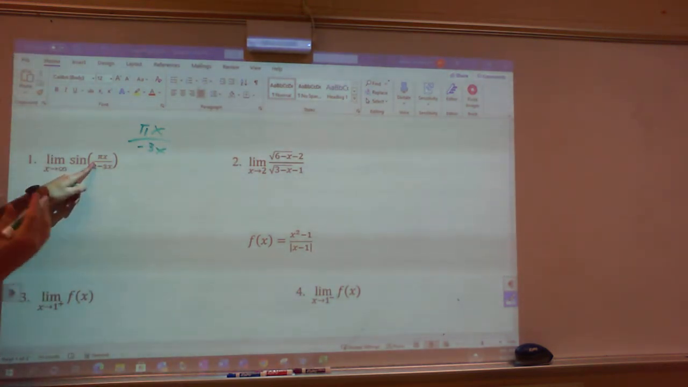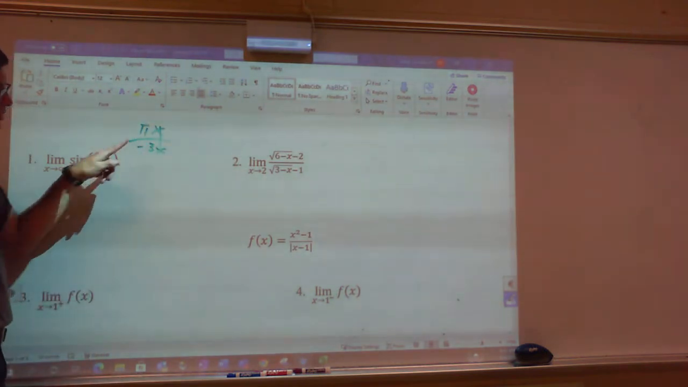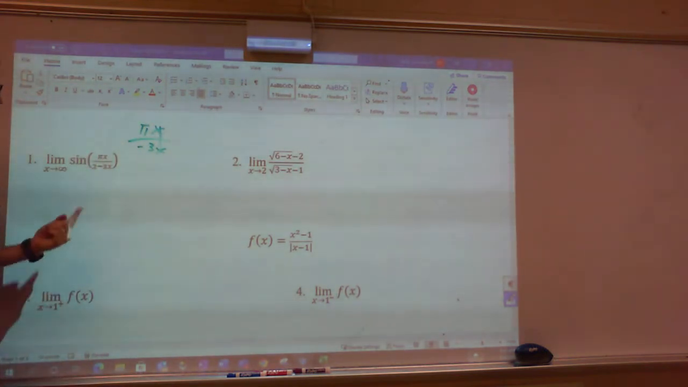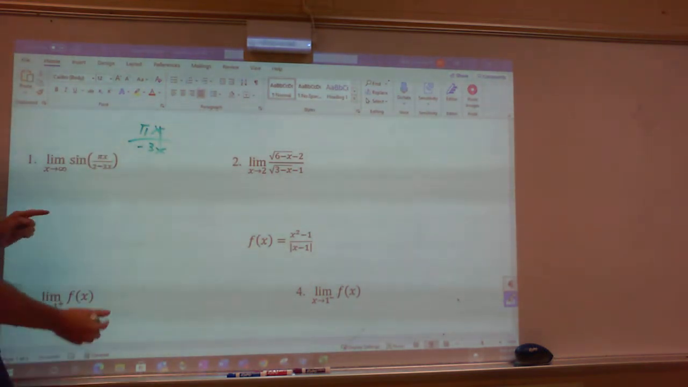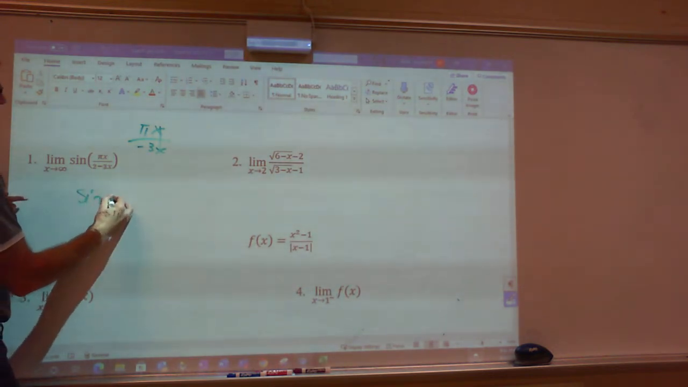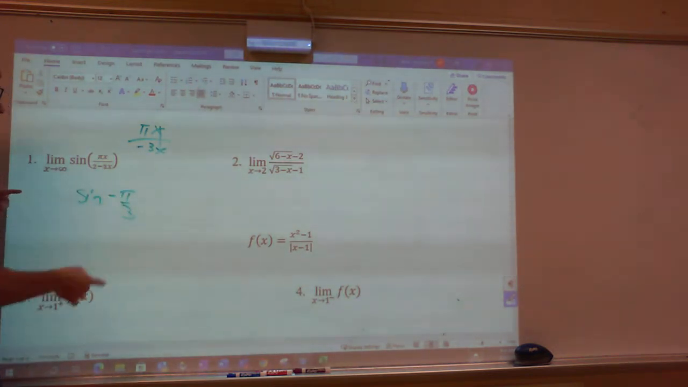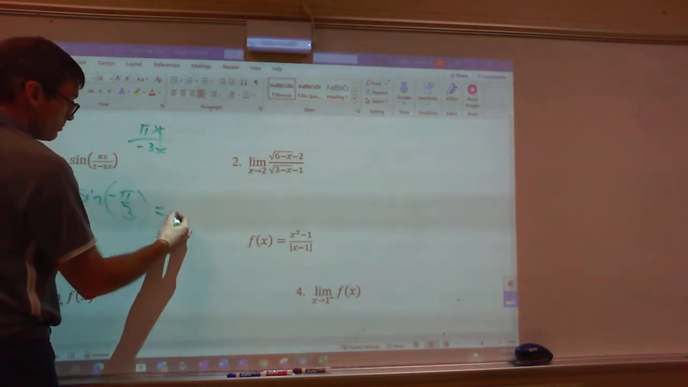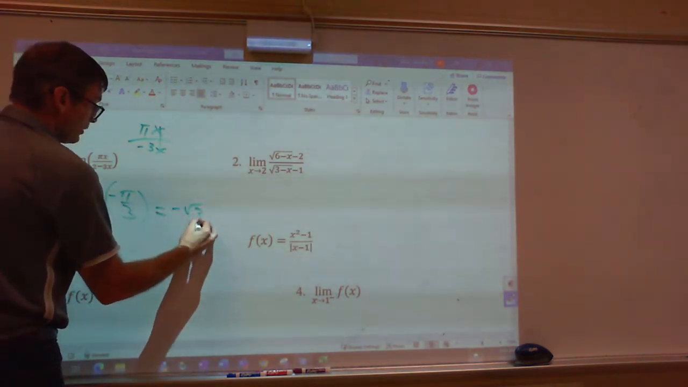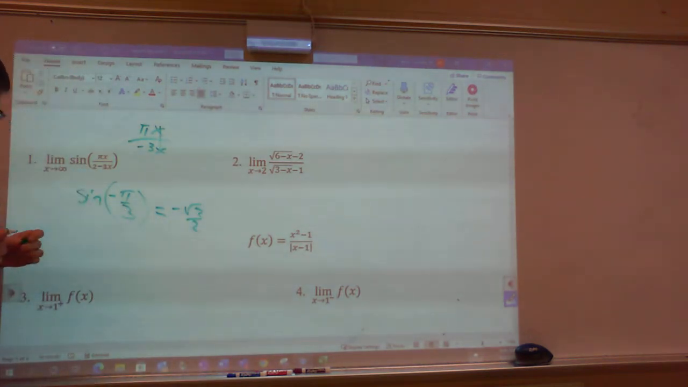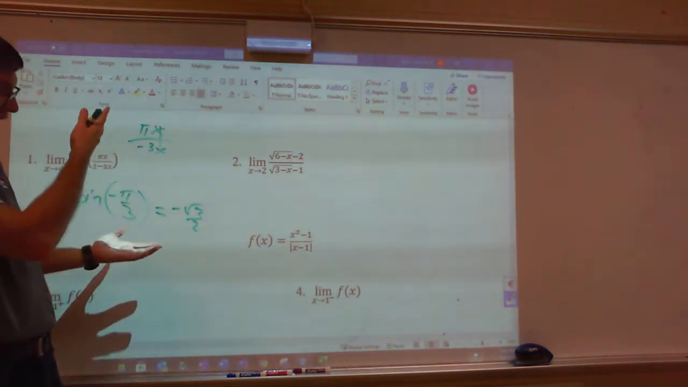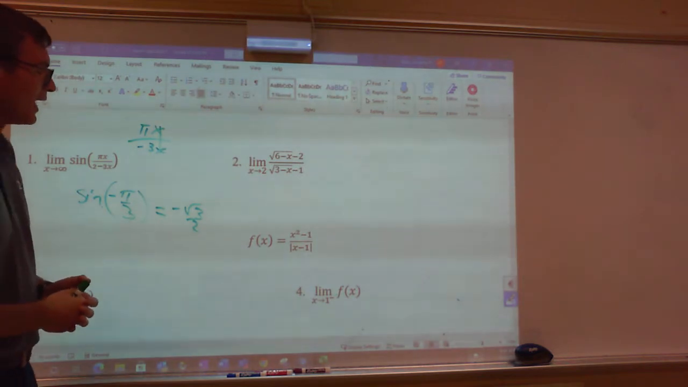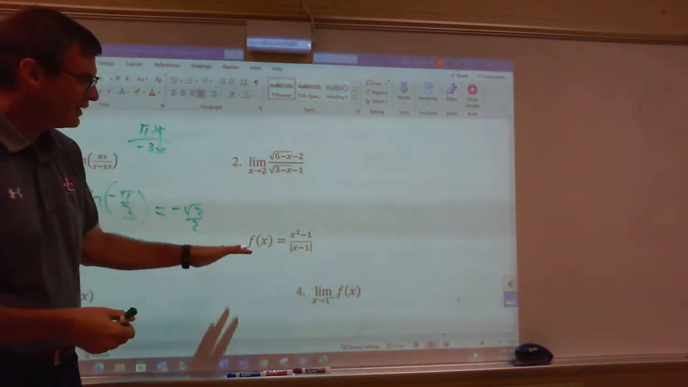Well, now can you simplify this? Yeah, you can simplify this. So you end up with negative pi over 3. So this ends up being, what is sine of negative pi over 3? And then you have to remember your unit circle. So sine of negative pi over 3 ends up being negative square root of 3 over 2. So there's that one. All right. This one, that's kind of interesting.